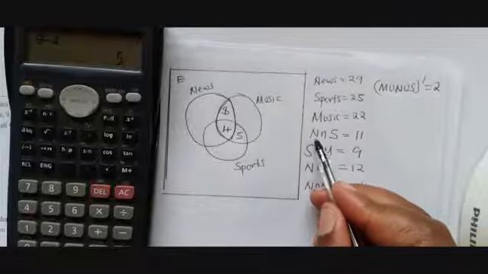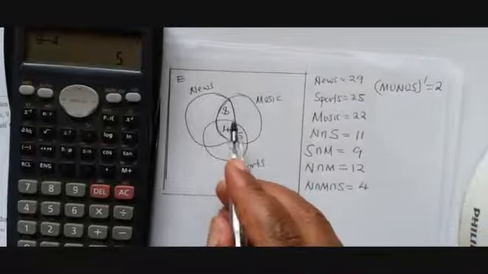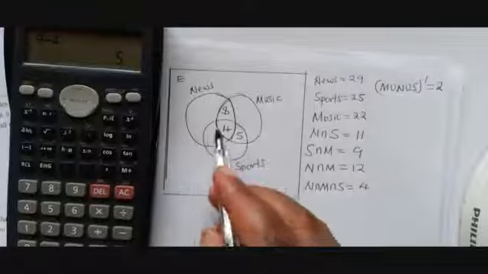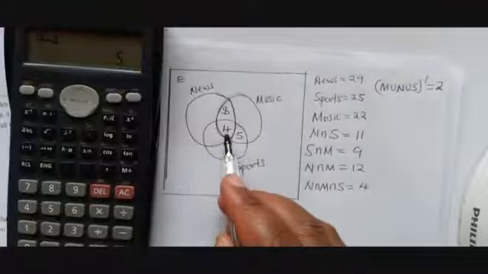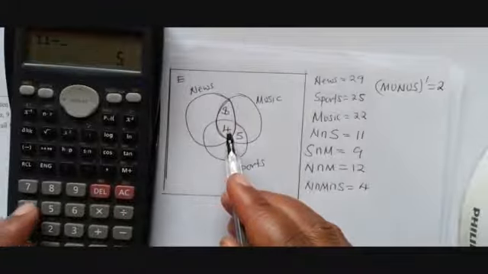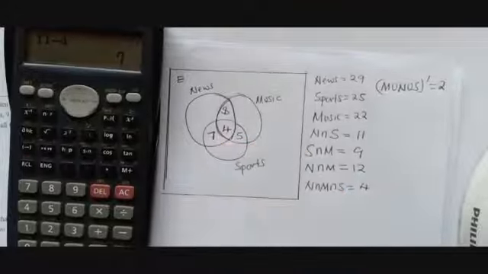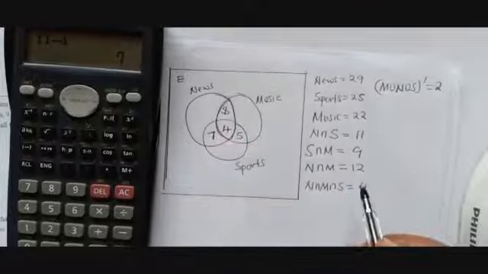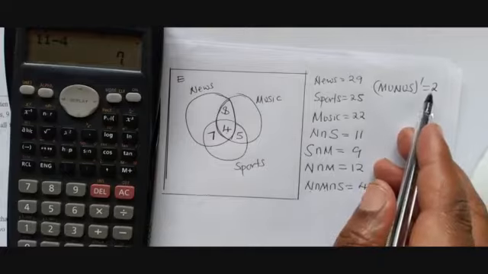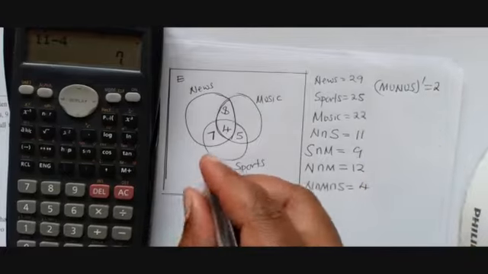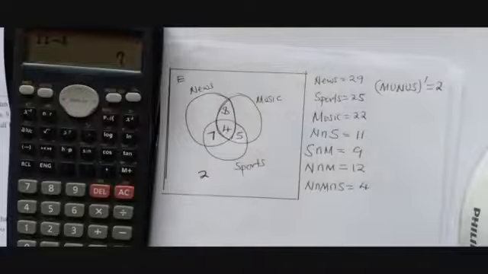Then you say news and sports. News and sports, this region should have 11. You already have 4. So you say 11 minus 4. What do you get? Here there is 7. Okay. Then we are saying these do not listen to any of the programs. So you can put the 2 outside. So now what you do is you go to music.